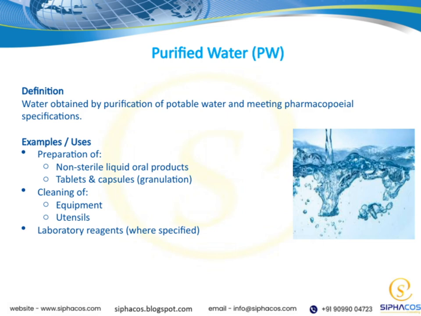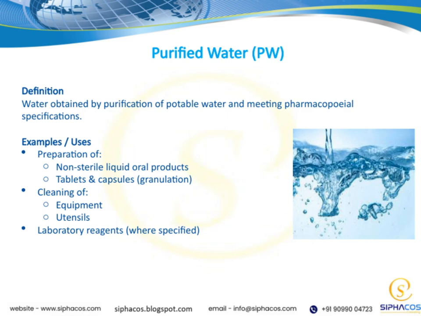It's primarily used in the preparation of non-sterile liquid oral products, like syrups or suspensions. It's also essential in the manufacturing of tablets and capsules, particularly during the granulation process where clean water is vital. Beyond that, purified water plays a key role in cleaning. It's used to clean equipment and utensils to prevent contamination. Additionally, laboratory reagents that require high purity standards are often prepared with PW. So, overall, PW is a critical component in ensuring the quality and safety of pharmaceutical products, whether during manufacturing or cleaning processes.